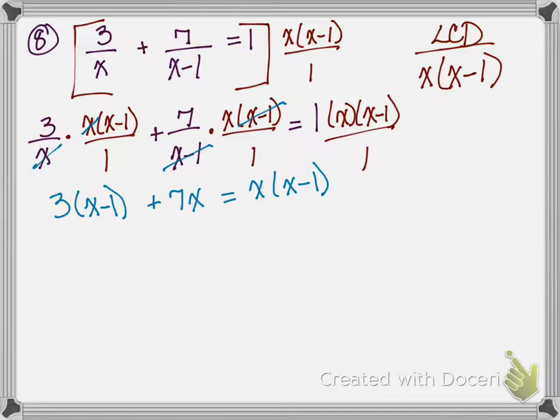Now I'm going to distribute. 3 times x is 3x. 3 times negative 1 is negative 3. Then I've got plus 7x. X times x squared. I'm sorry, x times x is x squared. X times negative 1 is negative x.